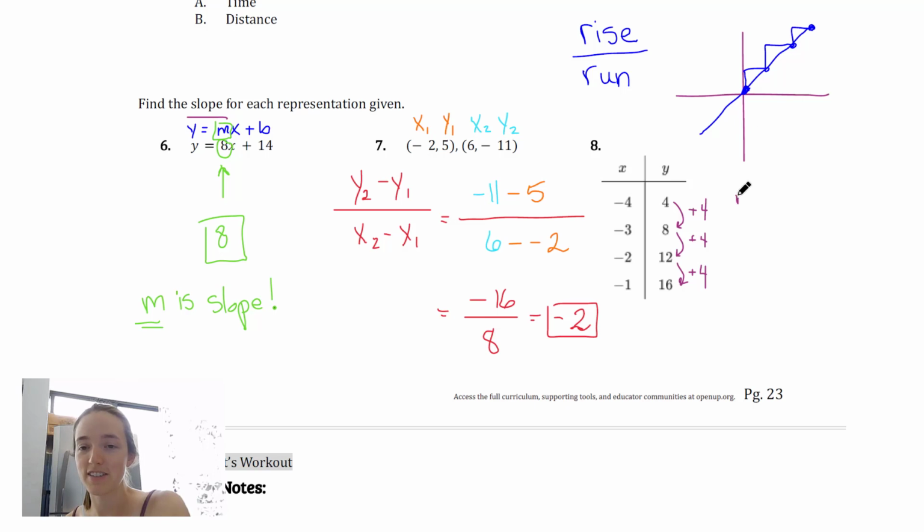That's our rise. Now for the run, we look to x. Because remember, x is this way, y is up and down, so that's our rise. Run is the x direction, left and right. And this looks like we're adding 1 each time. So run is 1. So for my slope, I just take rise over run. 4 over 1 is 4. That's it.